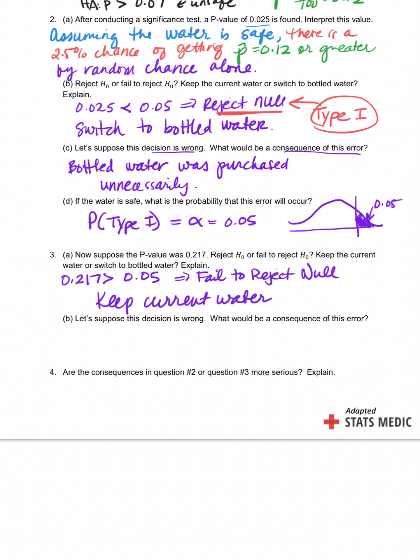Now, what if that's a wrong decision? It's dangerous to health. Very dangerous to your health, right? If this is a wrong decision, then people could get sick. Sick/die. I'll put that in there for you, okay? That's a bad decision. We don't want that kind of error, do we? No, we don't. Now, this is what we call a type 2 error.